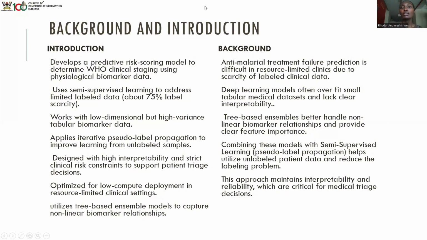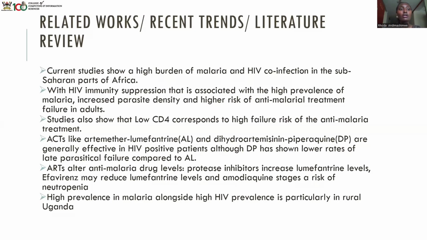Moving on to the next, what does current research do? Studies continuously show that there is a high burden of malaria and HIV infection in the sub-Saharan parts of Africa, especially Uganda. When a patient has HIV, it weakens their immunity generally, and so it makes their body open to any parasite that wants to come in, increasing the parasite density. Because of that, we're going to see these anti-malaria treatments failing because of the parasite density in our patients.